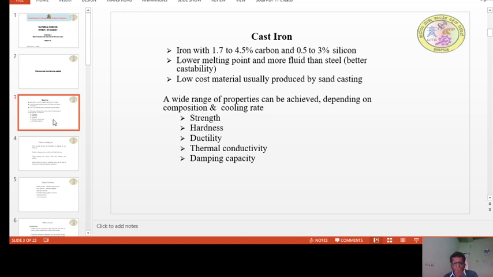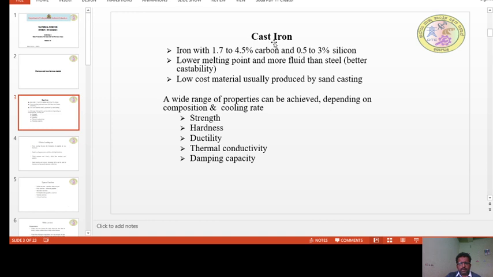This particular property helps in casting components having very intricate details or very complex shapes, so that the liquid metal can flow in and take the shape of the mold. It is a low cost material, and cast iron is very cheap, usually produced by sand casting.